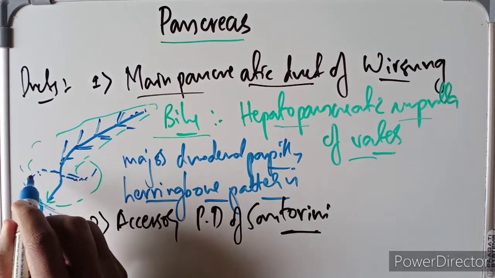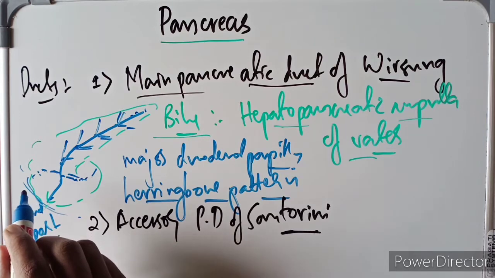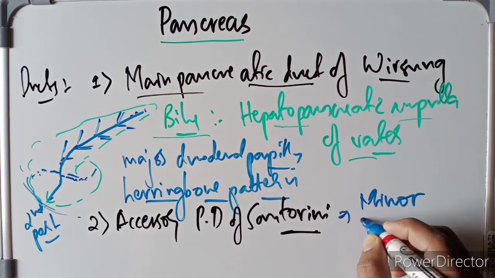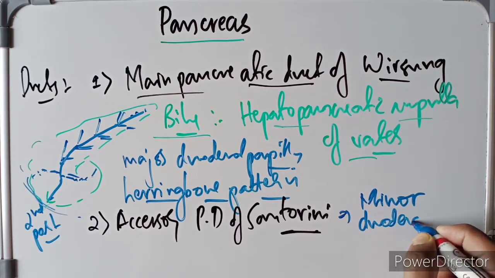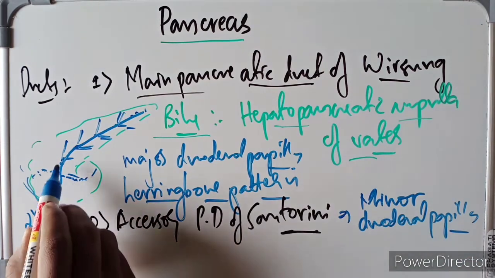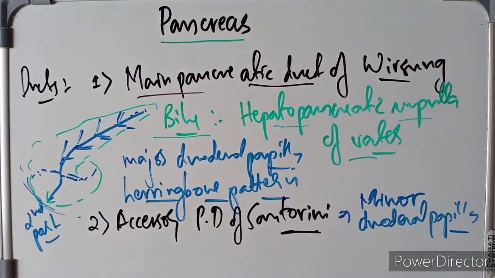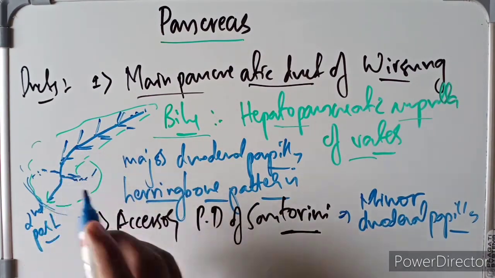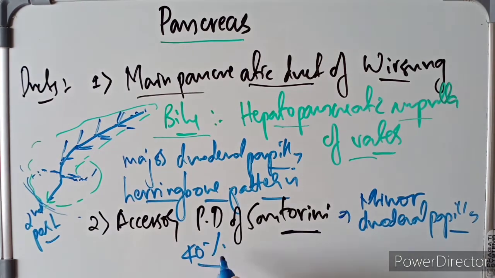It will also open into the second part of the duodenum on the summit of the minor duodenal papilla. So this forms the minor duodenal papilla. It will take origin from the lower part of the head, cross the main pancreatic duct and open into the second part of the duodenum at the minor duodenal papilla. In 40% of cases it will communicate with the main pancreatic duct. So this is about the ducts of the pancreas.